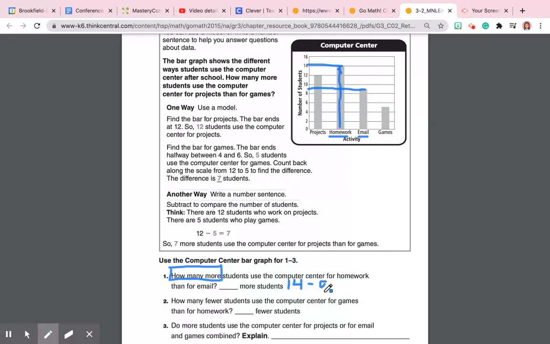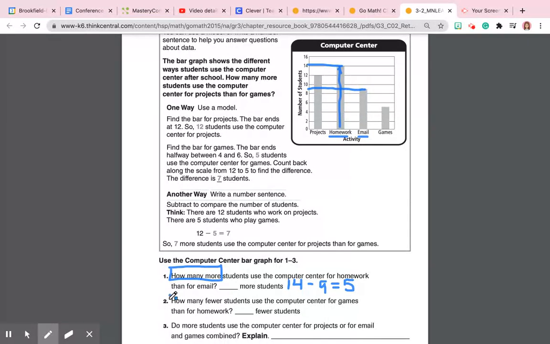So I'm going to do 14 minus 9, and that equals, let's count. We're going to count back from 14. 13, 12, 11, 10, 9. So when I land on 5, I have 5 fingers up. So that tells me that 5 more students use the computer center for homework than for emails.